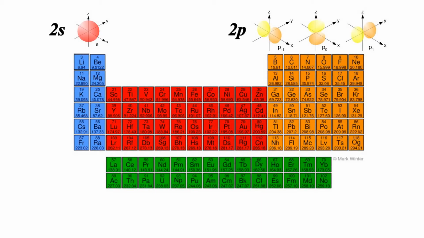There's still only one s orbital, but p orbitals can take 3 orientations along the x, y, and z axes. Notice that from negative 1 to positive 1 is 3 numbers, negative 1, 0, and positive 1. That's 3 magnetic numbers, 3 p orbitals, each with 2 electrons. So if we're counting, that's 2 electrons in the 2s orbitals and 2 times 3 electrons in the 2p orbitals, for a total of 8 electrons in the second row.